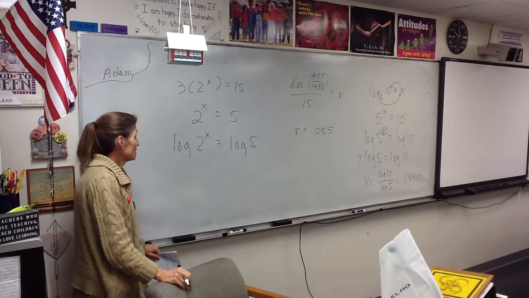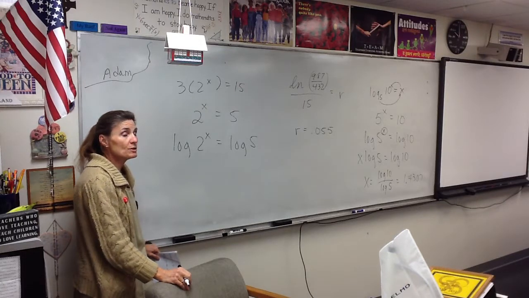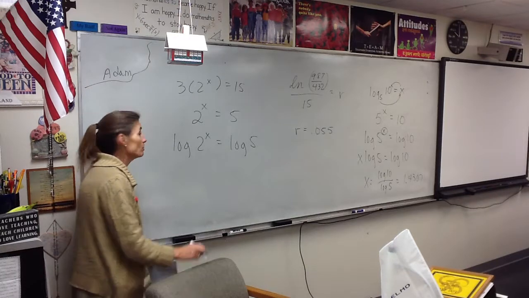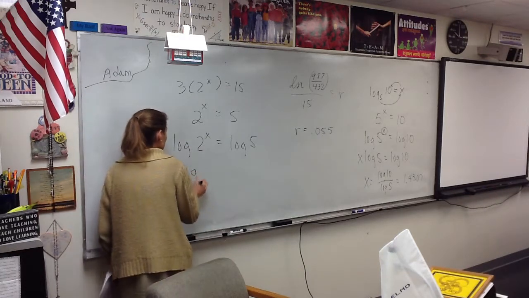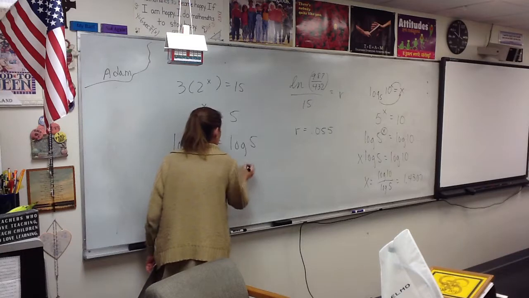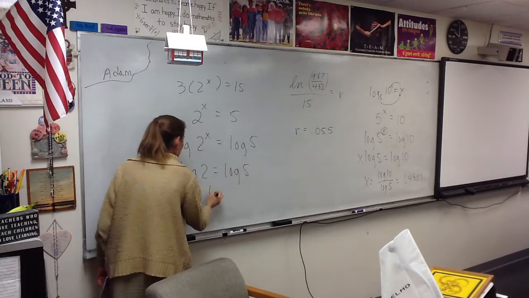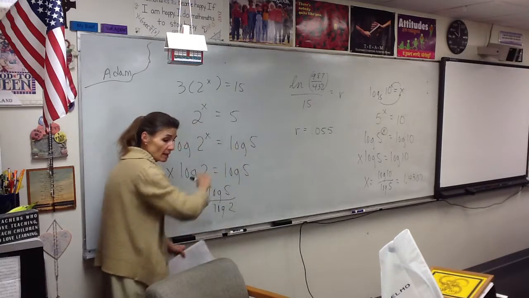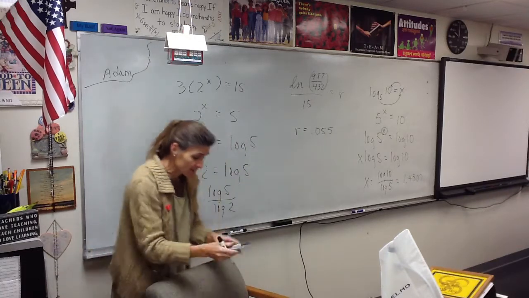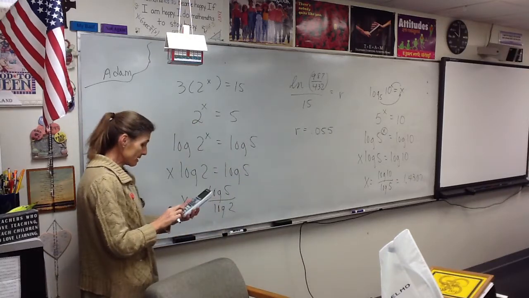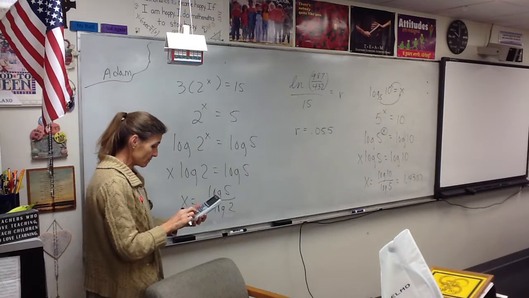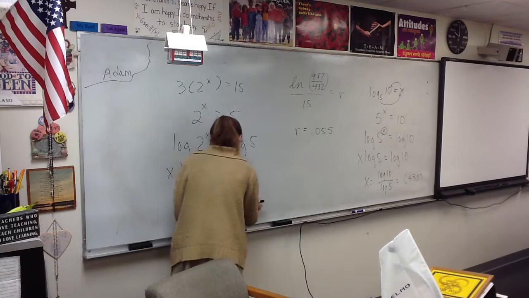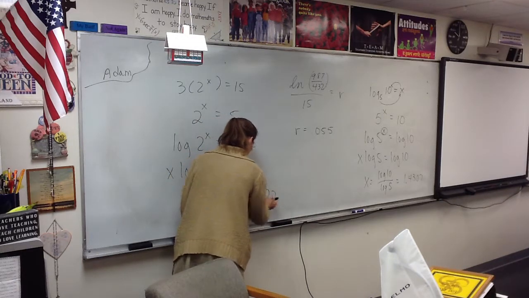Yeah? Okay, what do we do now? Pull the x out in front. And then we'll divide again. These two problems are a lot alike. They look different in the beginning, but they end up being very similar, don't they? I got 2.322. Tell me what you got.